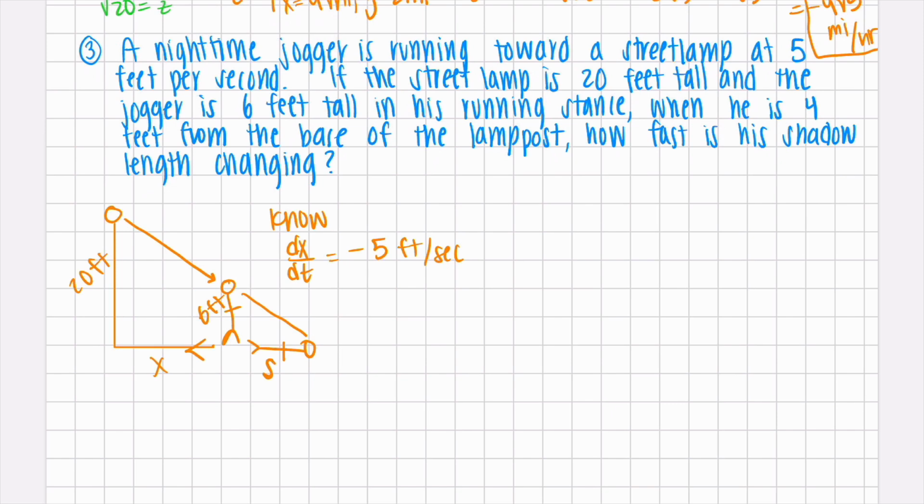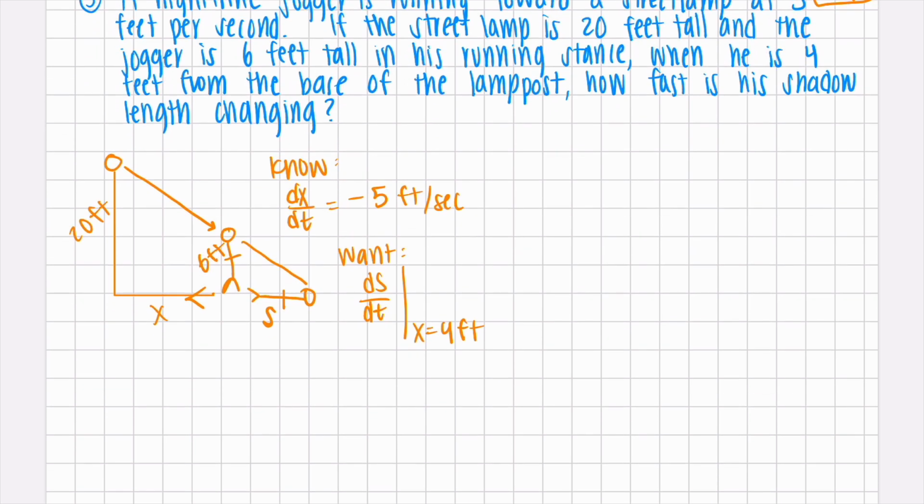And we want to know how fast his shadow length is changing. I'm going to make that length s. So we want ds/dt, how fast is it changing, at the moment when he is 4 feet from the base, so when x equals 4 feet. And this is our problem.